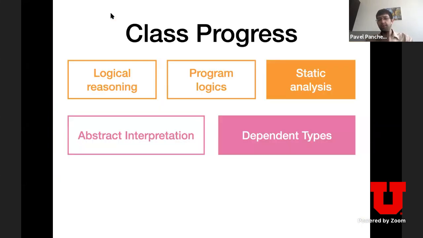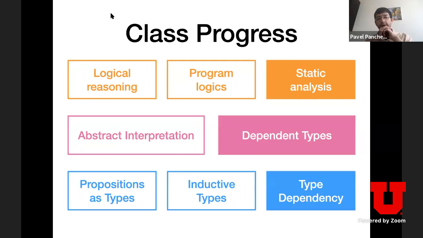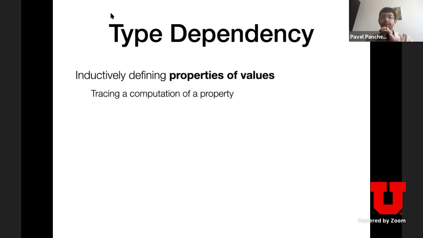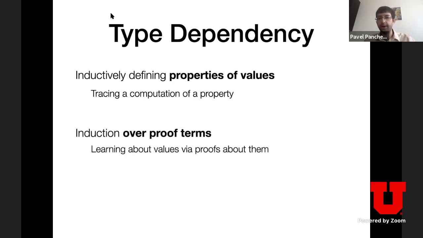So now I want to talk about the last part of our series on dependent types. In particular, what I'd like to look into is this idea of type dependency, and specifically this idea of defining properties of values via inductive data types. We'll talk about how that's kind of like writing down a trace of some computation that determines the property. And then we'll talk specifically about how an inductively defined property has values that will be proofs of that property, and what it would mean to induct over those proof terms.